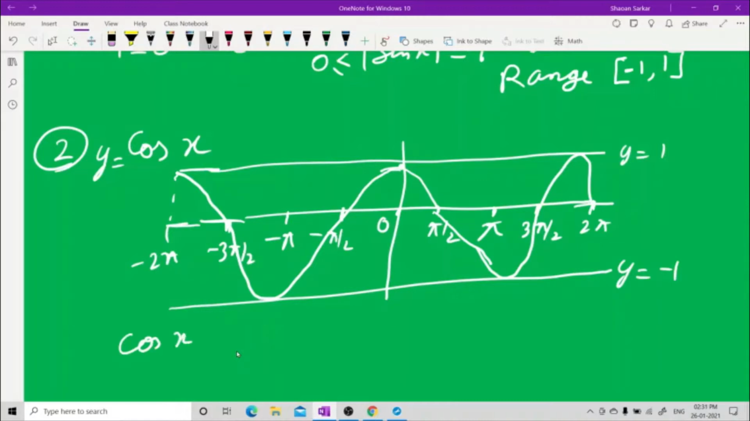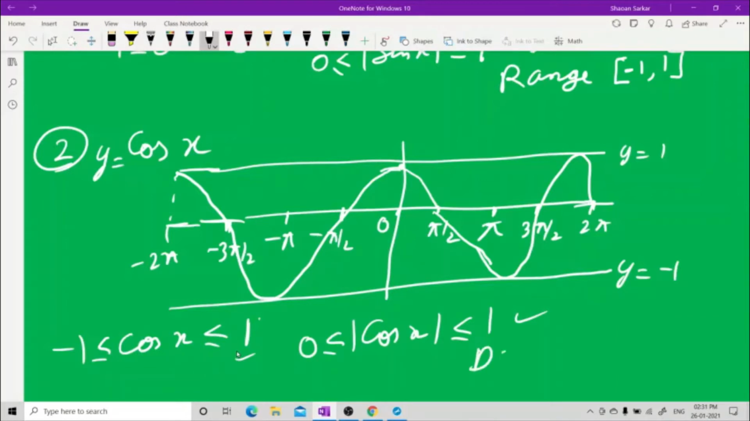Cos x also lies between plus 1 and minus 1. And mod cos x is greater than or equal to 0 and less than or equal to 1. Remember these points, very, very important, as I told you for the sine. The domain in this case is R, and the range again is the closed interval from minus 1 to plus 1, anything between minus 1 and plus 1, as you can see.